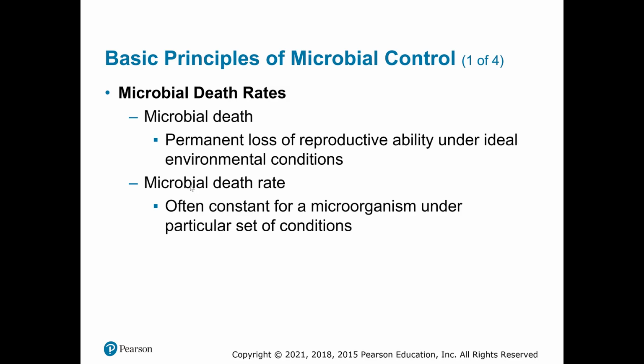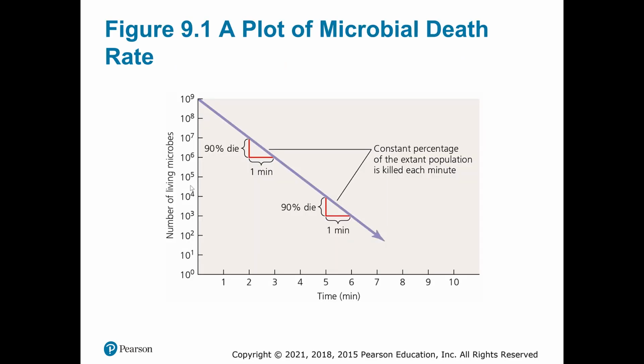So this has to do basically with how long a microbe needs to be exposed to one of these methods to kill all of the microbial cells that are on that surface. Different microbes will have different death rates. So the example they show you in figure 9.1, I don't think they tell you what the microbe is and what's being used on it, but it's showing you that every minute that microbe is exposed to whatever method is being used on it, 90% of those microbial cells die.